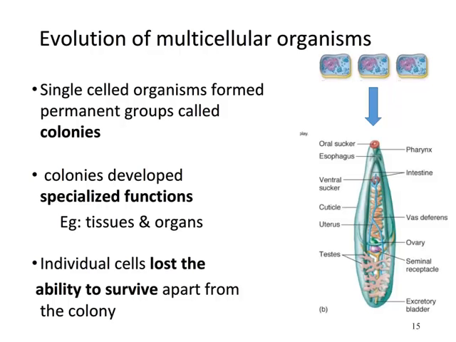So a colony on the right side of an area maybe had one function. A colony in another section of an area developed another specialized function. So each colony's specialized function allowed those colonies to evolve into tissues and organs. And eventually, these individual cells that form these colonies lost their ability to survive apart from the colonies, and the colonies lost their ability to survive apart from each other.